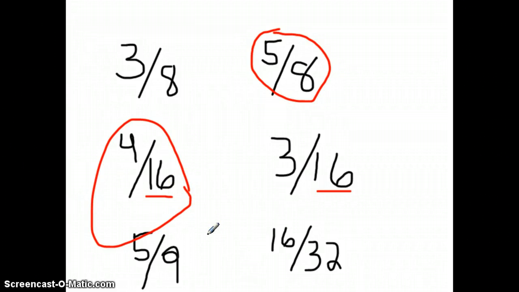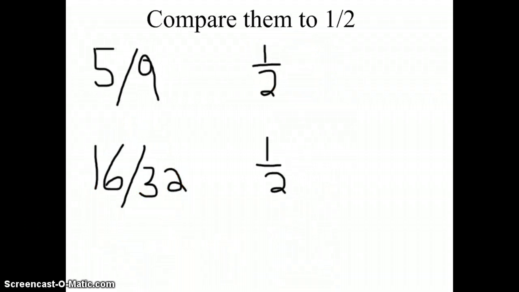If we look down here at the bottom, it might get a little bit trickier. We have 5/9 and we have 16 out of 32. We're going to take a look here in a minute about how we might be able to figure out which one's bigger. There's actually a really simple way. Now, one way we could do this is we could compare both of the fractions to 1/2.